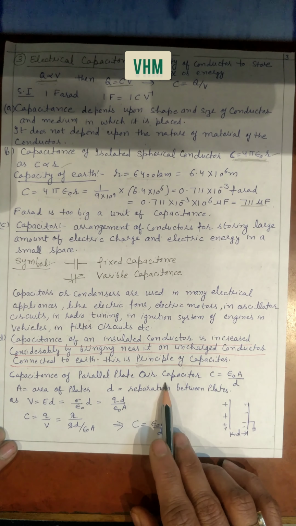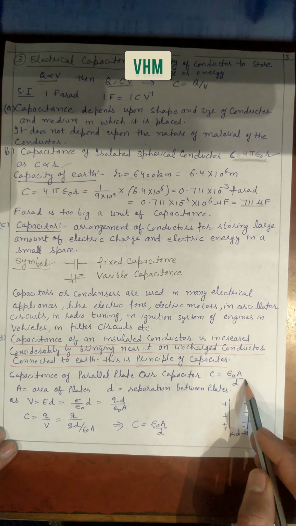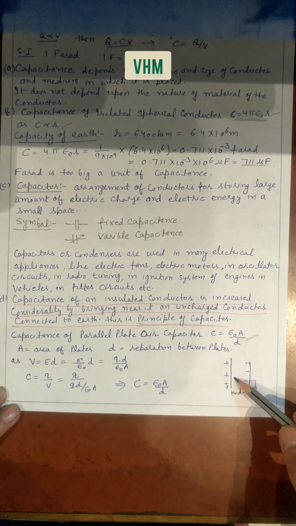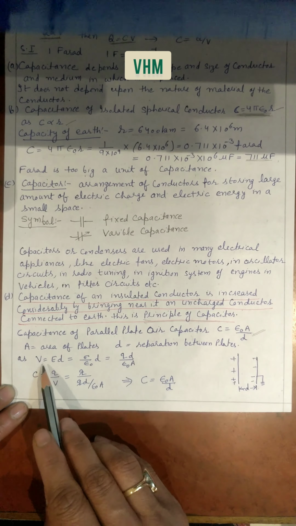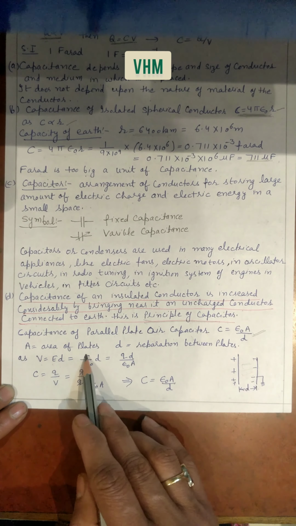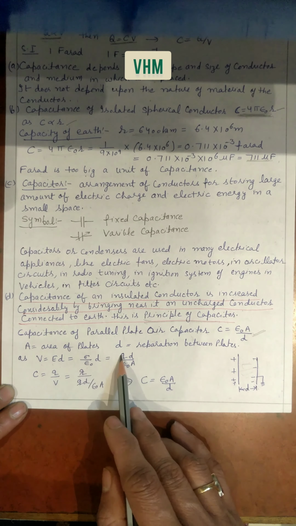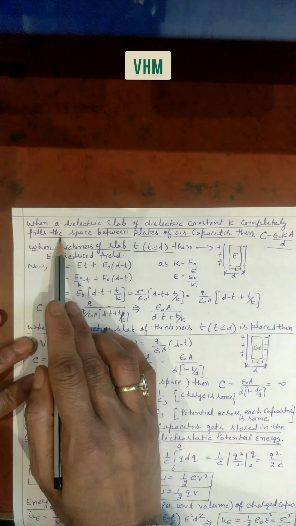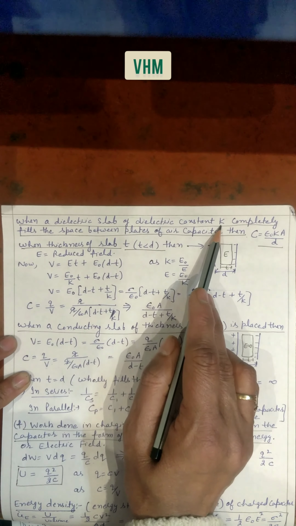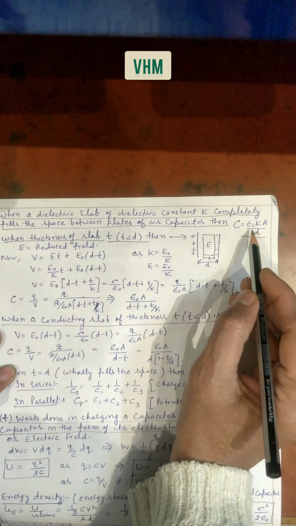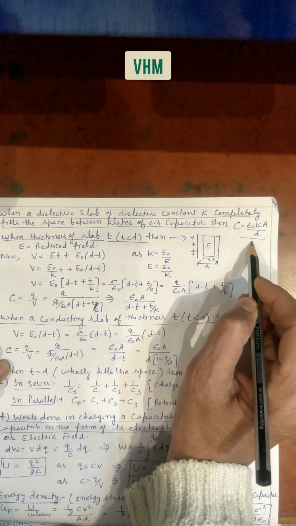For an air capacitor, there is air between the plates, and this is the capacitance. How do we find this? For parallel plates of area A and distance D, we have the potential, this value, with the field inside sigma by epsilon naught, sigma being Q by A, and we get this. If the medium is changed and a dielectric slab of dielectric constant K completely fills the space, then the capacitance increases K times.